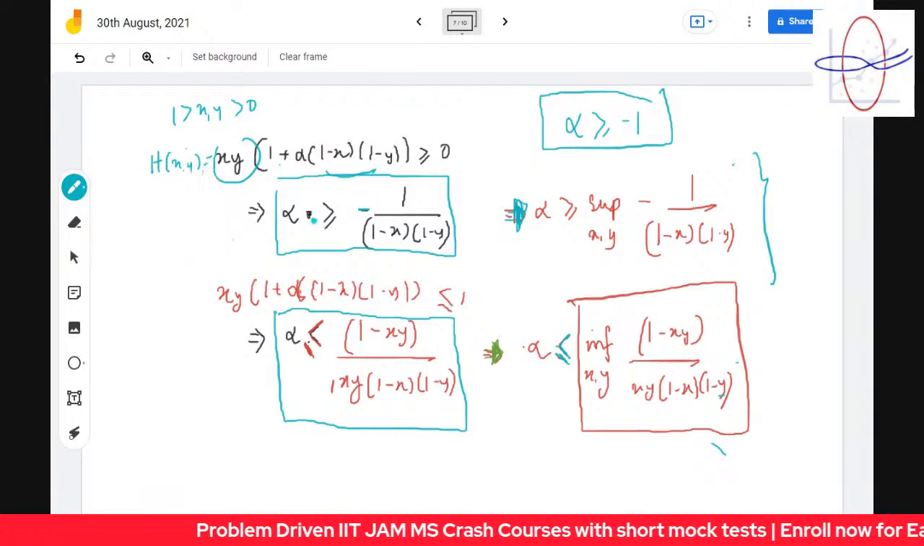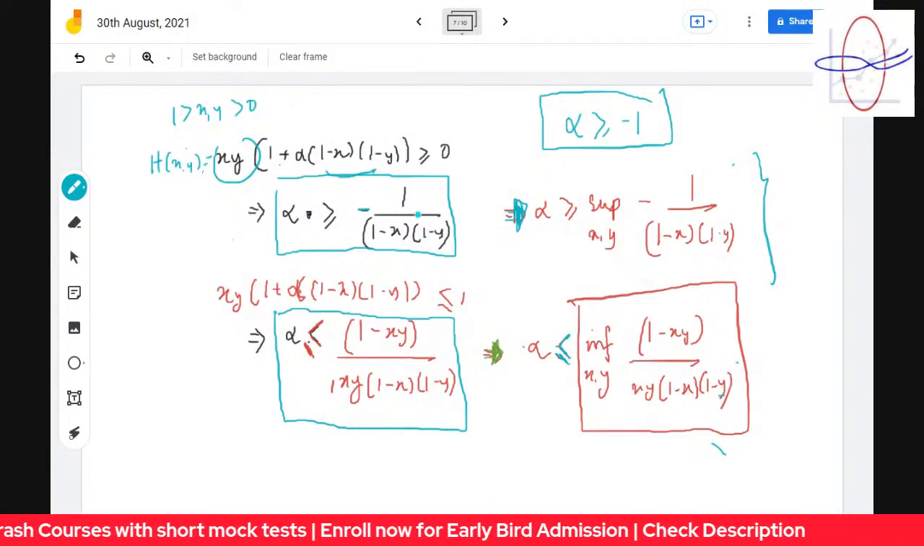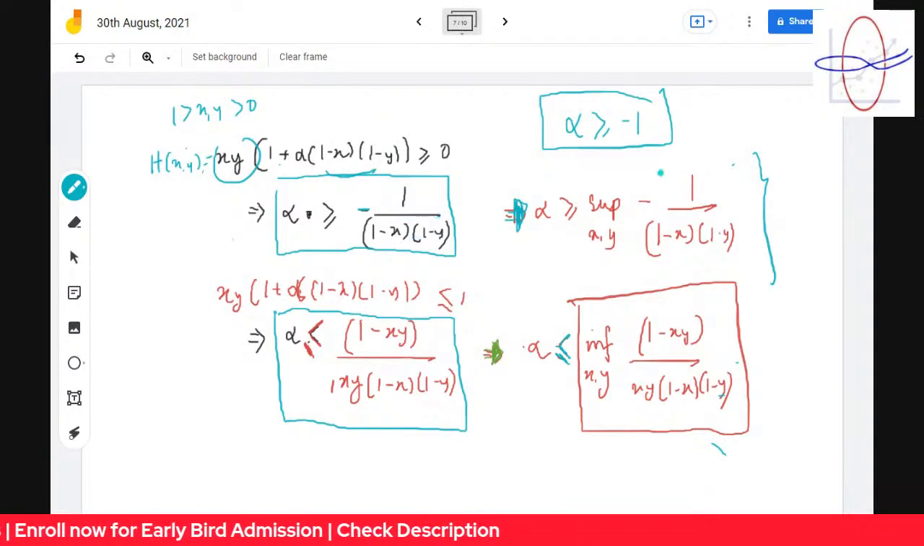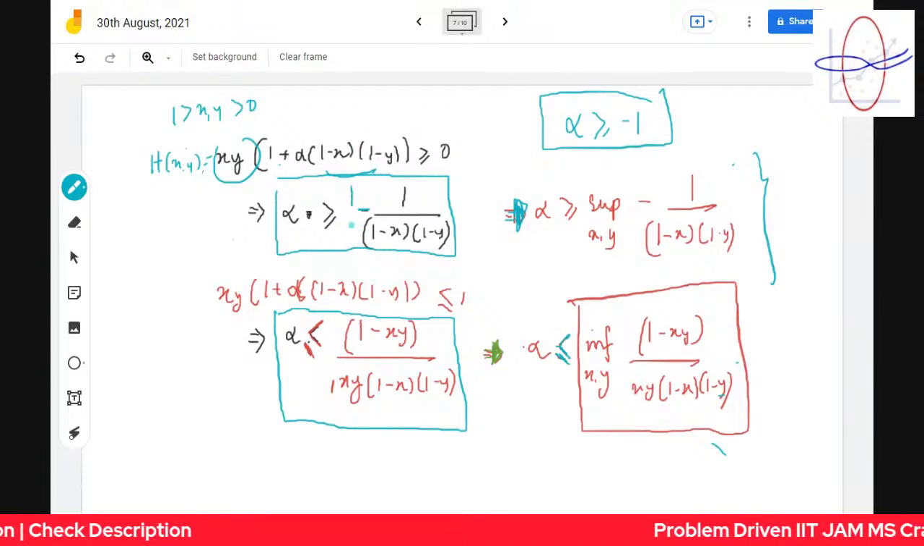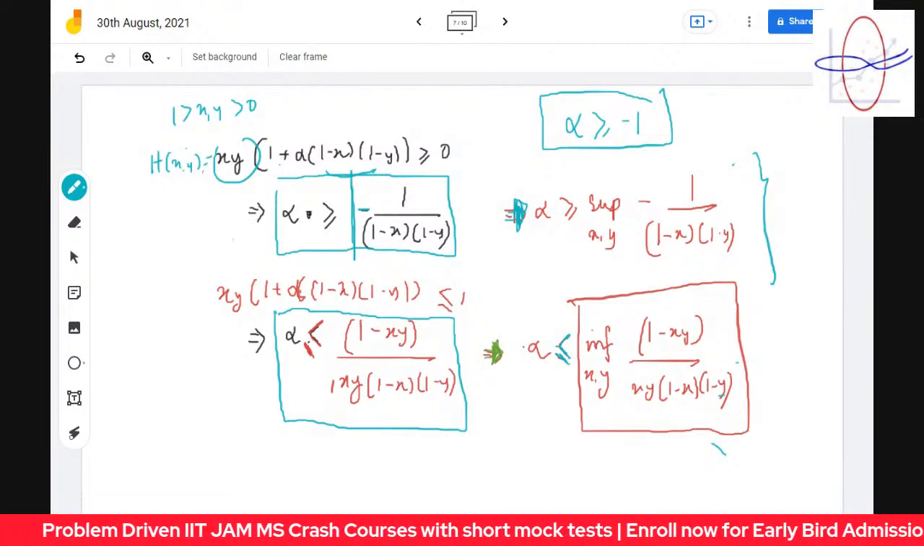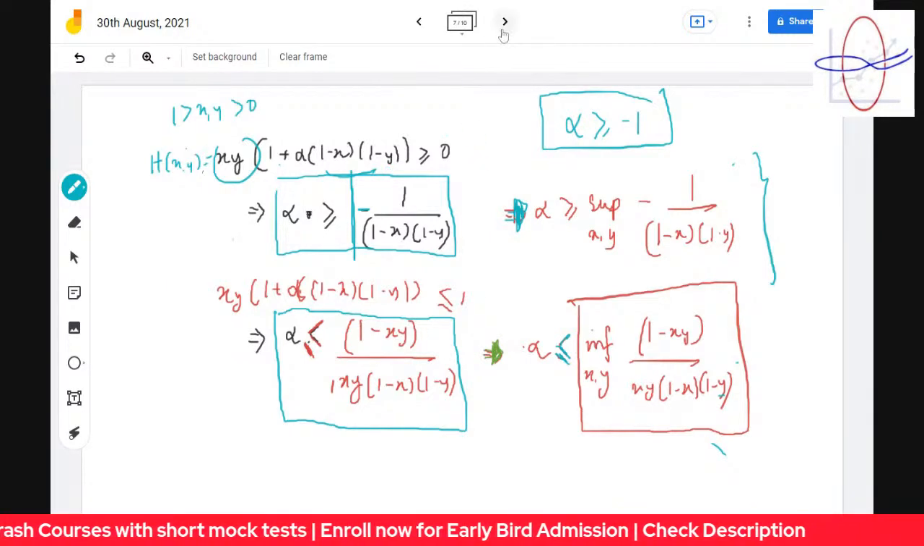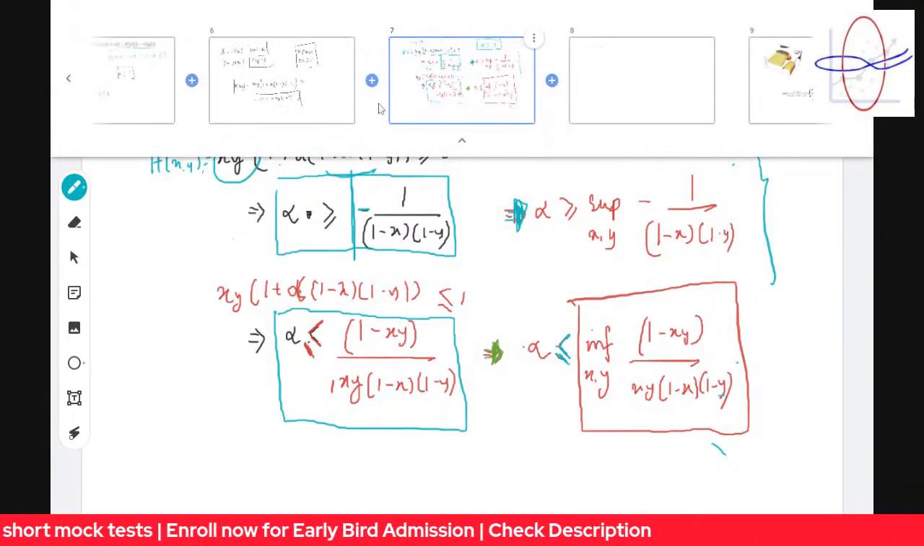So from here we have got that alpha is greater than equal to minus 1 by (1 minus x) into (1 minus y). Since alpha is greater than equal to every such possible x and y value, that means what? Alpha is greater than equal to the supremum of all these numbers. So alpha is greater than equal to the set of all numbers. That means alpha is greater than equal to the supremum, the maximum of all those numbers, right? So using that, you can actually show that. Let me just do that.